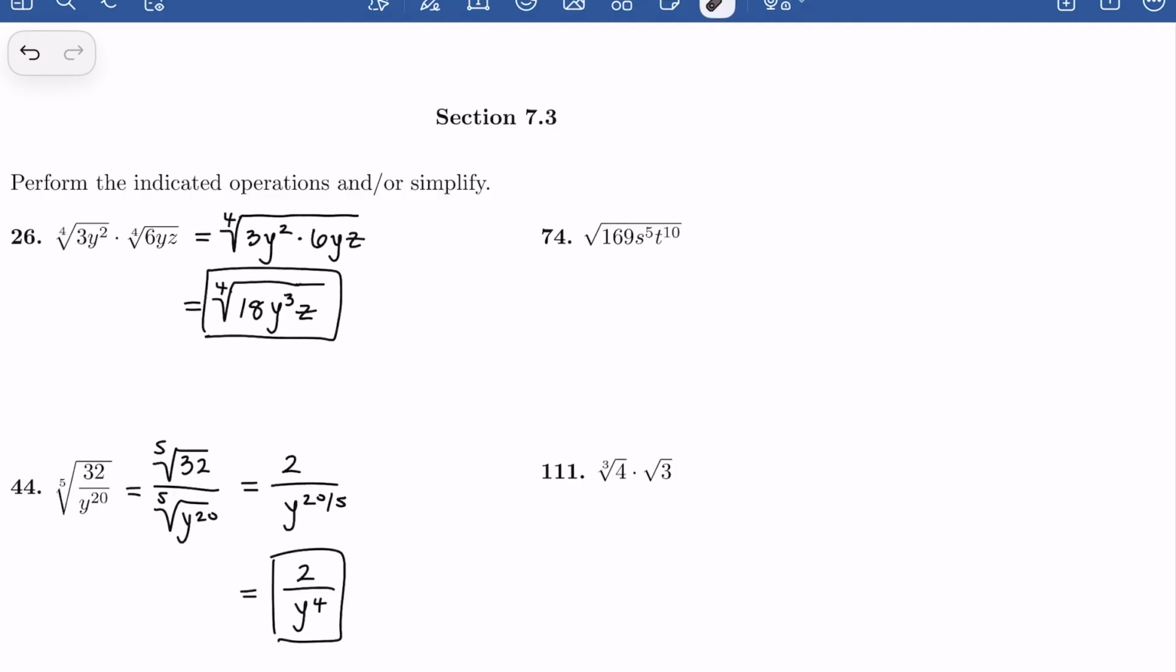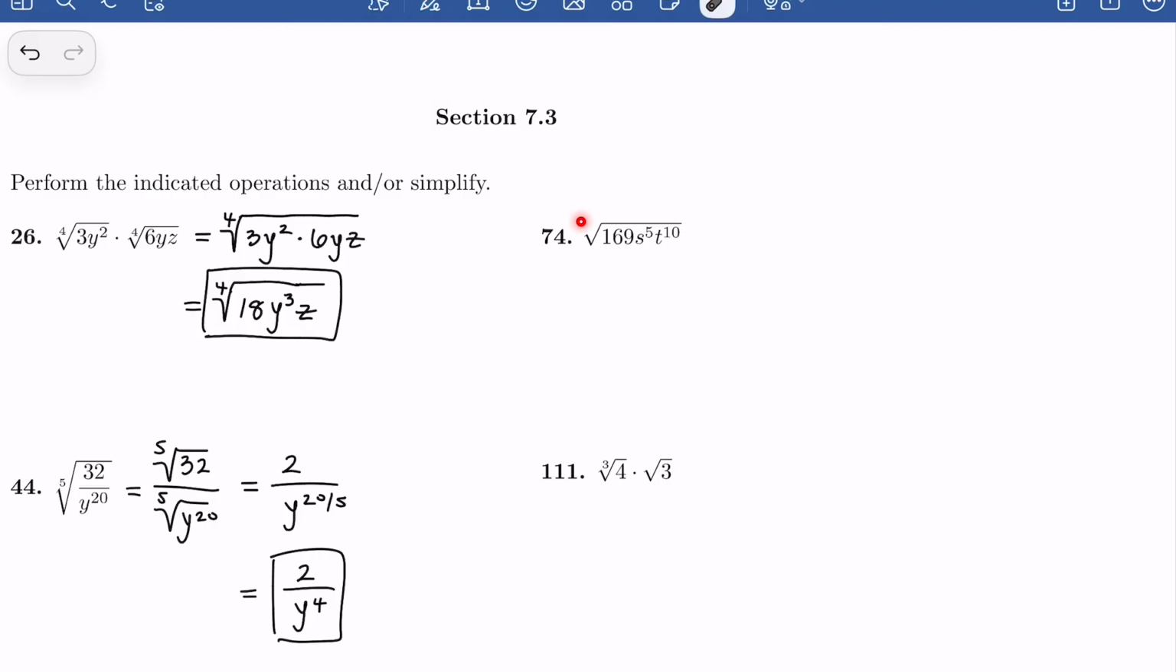Now for this next question here, question 74, we're going to simplify this radical in a slightly different way. If you haven't already done so, please make sure you look at the conditions for a simplified radical in the textbook. But for this one, we're primarily focused on the first condition, and that's that the radicand has no factor raised to a power greater than or equal to the index.